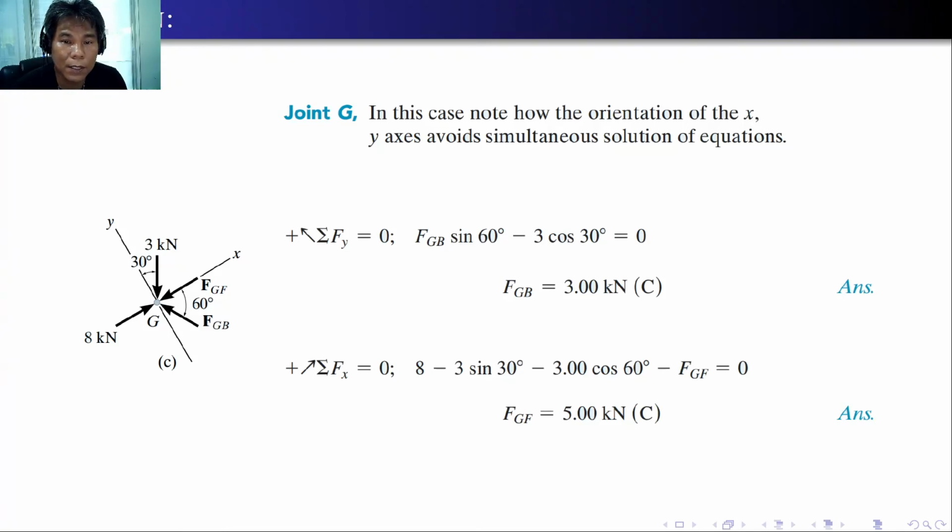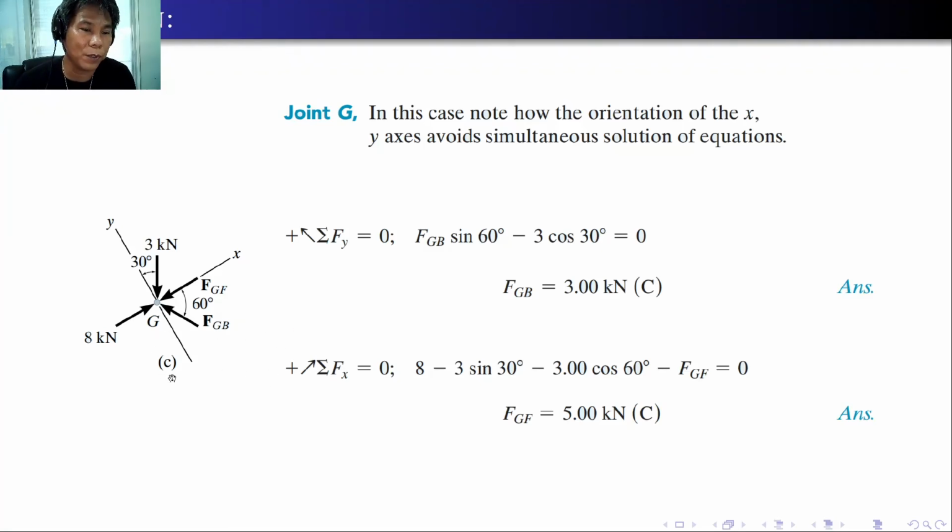At joint G, in this case, note the orientation of the x and y axis to avoid simultaneous solutions of equations. So this is what I was trying to say earlier, that you can orient the axis in a convenient direction. So here, we assume that the x-axis is this way, and perpendicular to that is the y-axis. But you have to be careful with the angles. Here, FGF is 60 degrees with respect to the x-axis, and FGB is 60 degrees with respect to x, or 30 degrees with respect to y-axis, and the 3 kilonewton is 30 degrees with respect to the y-axis.